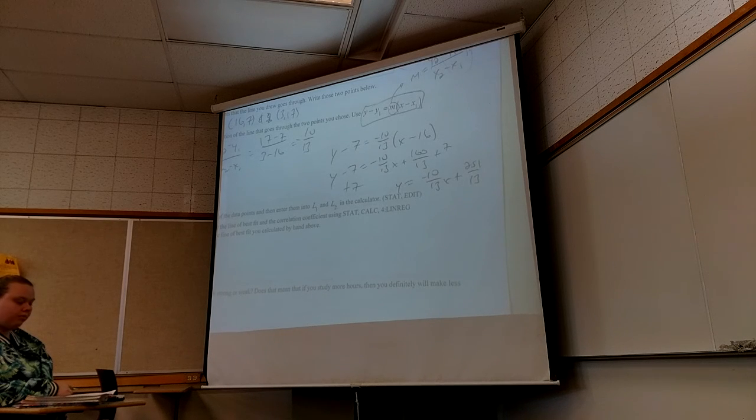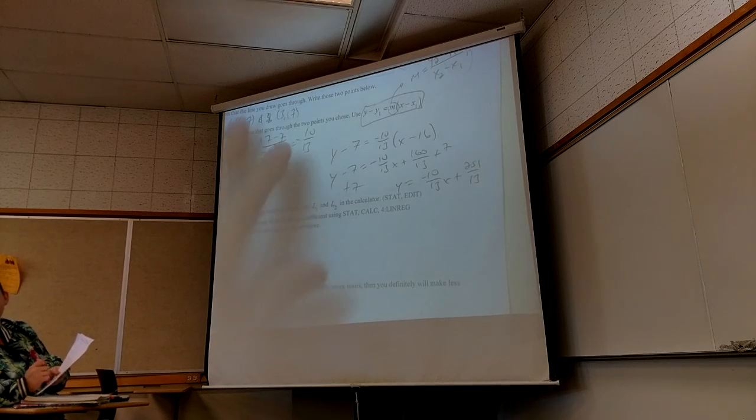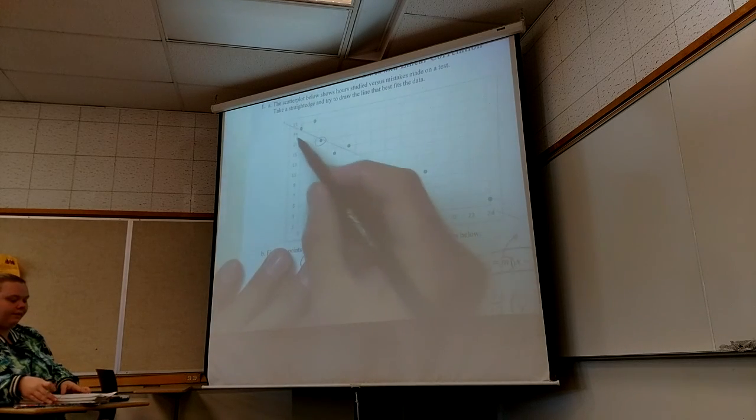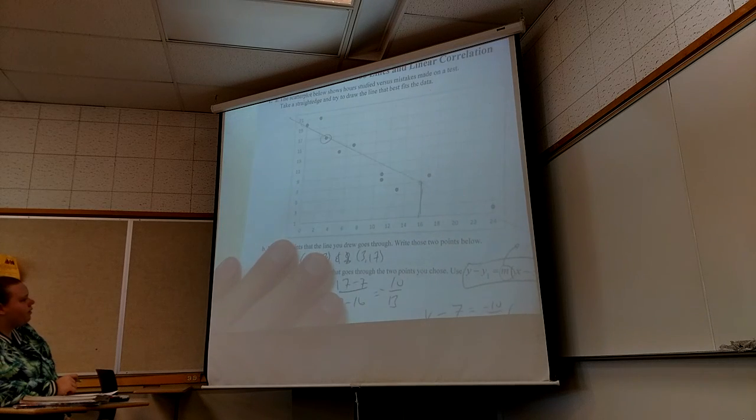Cool. What is 251 divided by 13? It's like 19 points in there. Yeah. So my y-intercept, I think, is 19.31. That's not too bad. It's like 19. It's like 20. I'm not too far off.